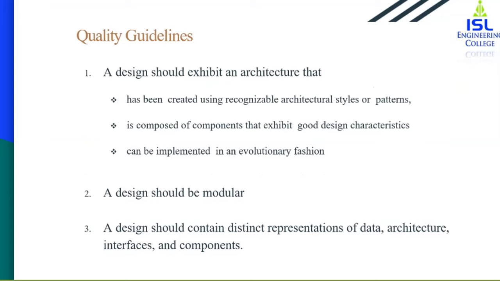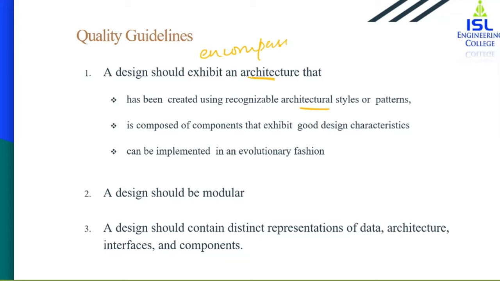Now the next one is quality guidelines. Now what are guidelines? Guidelines are a few steps that you need to follow whenever you're building a software. Now the design should exhibit an architecture, that is within the design you're going to make an architecture. So this architecture needs to encompass a few things. What are those things? It should have a recognizable architectural style.